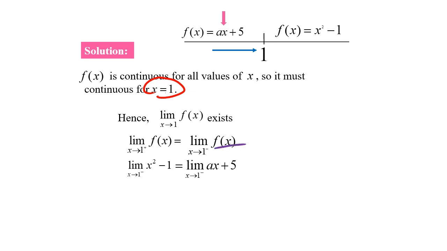So now what we need to do is just replace the value of x inside the limit functions. So 1 squared minus 1 equals a multiplied by 1 plus 5. So what is the value of a? We just need to rearrange. So a is equal to negative 5. So we get the answer from the second condition of continuity.